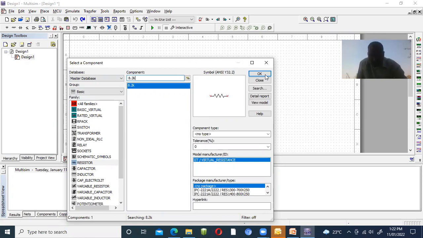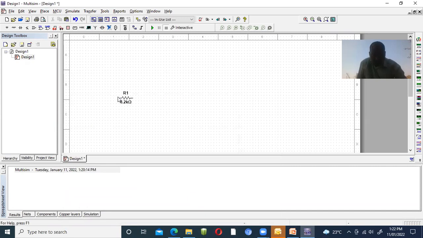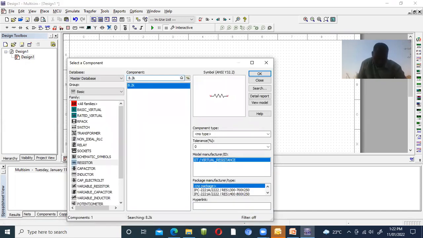Select the OK button. Okay. 8.2K. Again, we require another 2 resistors. We have to take out only the resistors. We have to change the value at that point also.